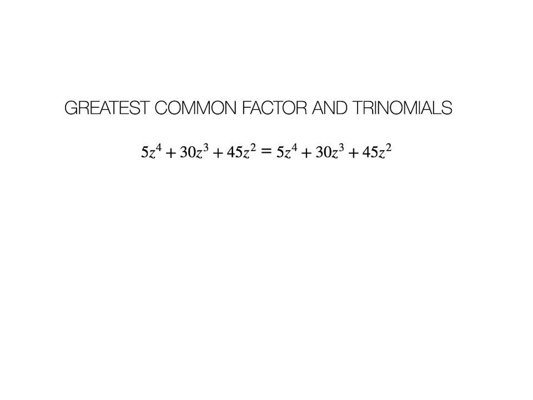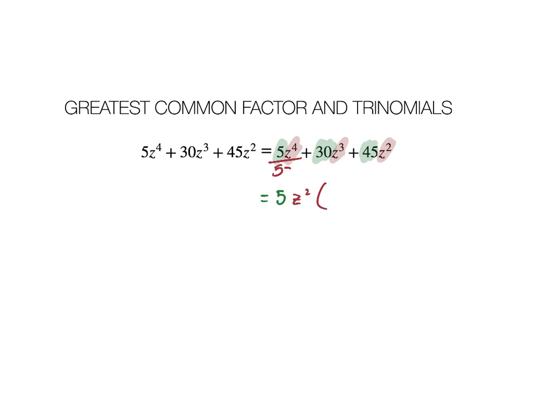In our very last example, a little bit bigger problem. Let's look at our numbers first for a GCF. Everybody's divisible by 5, so let's pull him out. Let's look at our variables. Z to the fourth, z cubed, z squared. So they've got a z squared in common. So we'll pull him out.